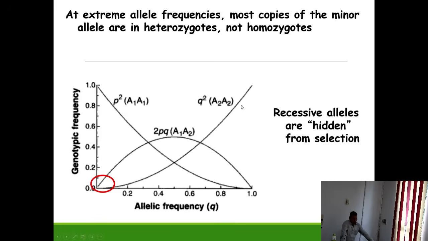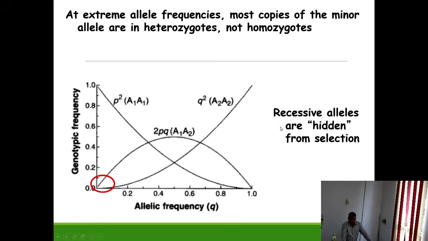If you can see here, most of the homozygotes, which are recessive in nature, hide themselves inside the heterozygotes like a carrier. That's why we always say that most copies of the minor alleles are in heterozygotes and not homozygotes, and it hides itself inside the heterozygotes. Okay, now this is the peculiarity of Hardy-Weinberg equilibrium, and I am not going into the details of it.